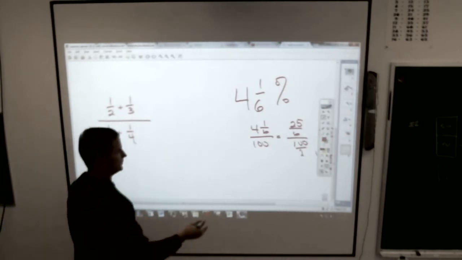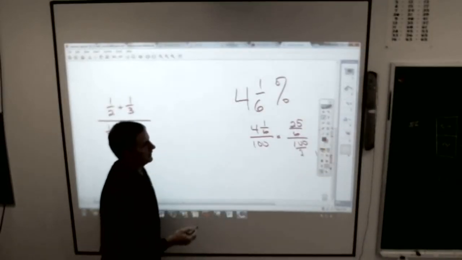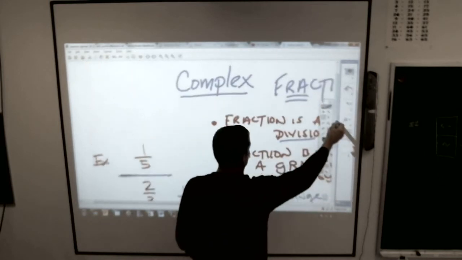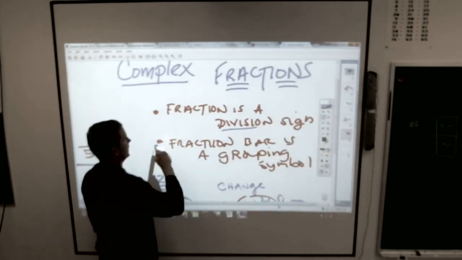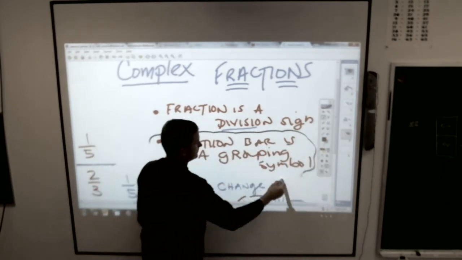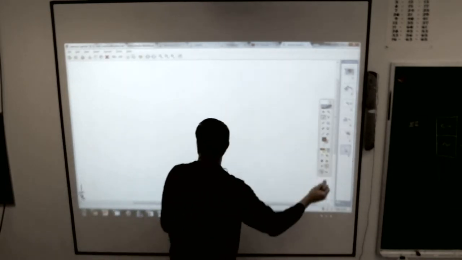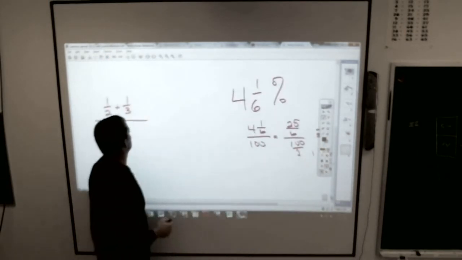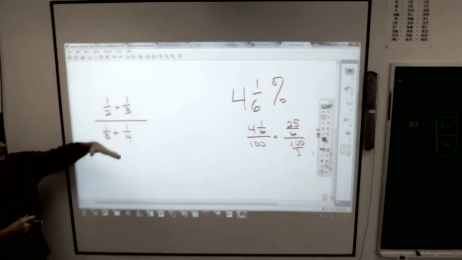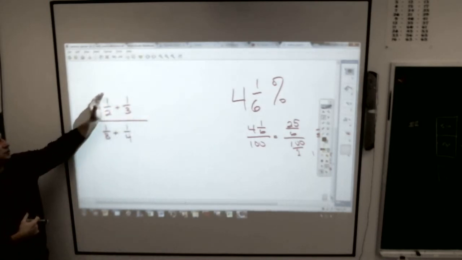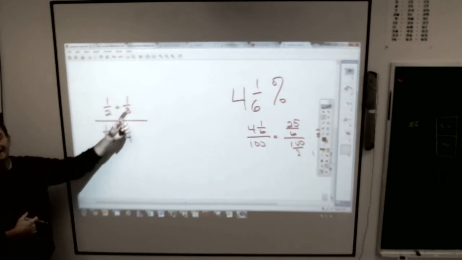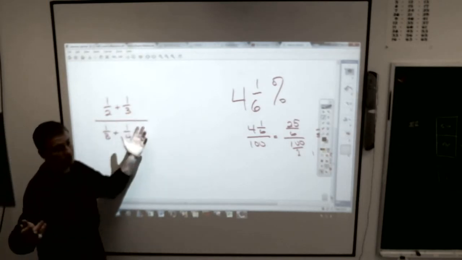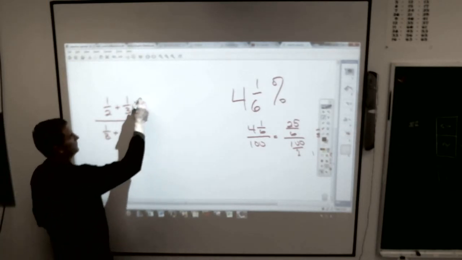Who knows what I'm gonna tell them to do first on this? This goes back to this right here. Fraction bars are grouping symbols. What am I gonna tell you need to do first here before anything? This fraction bar is a grouping symbol, which means you need to do this addition first, get it down to 1 fraction, do this second one, get it to a fraction, and it's just like the stuff we've been doing. So you need to keep yourself a little organized.